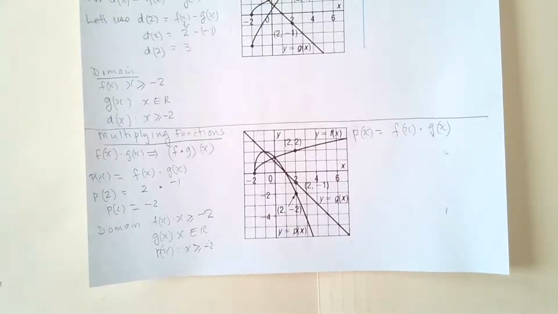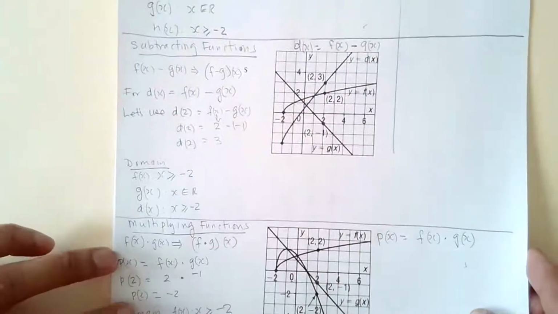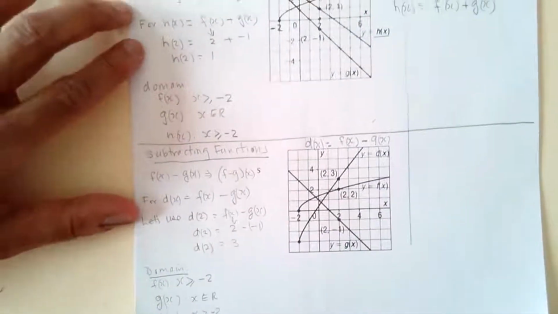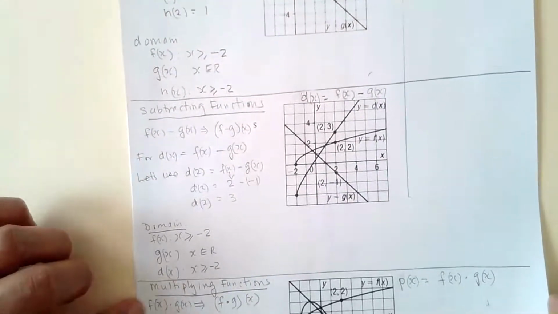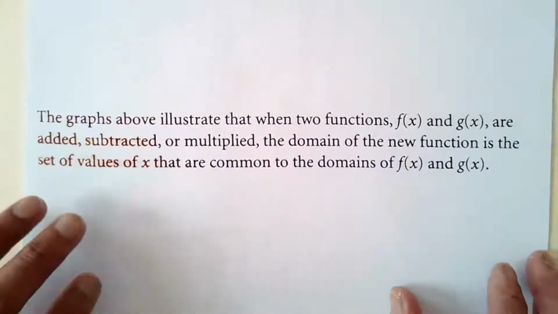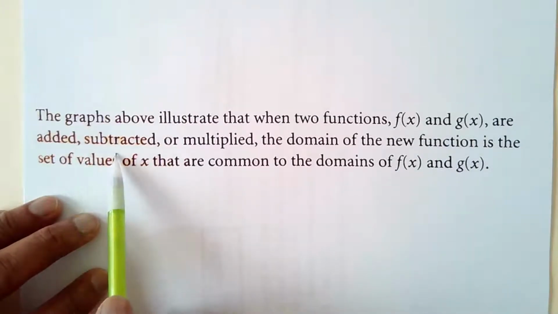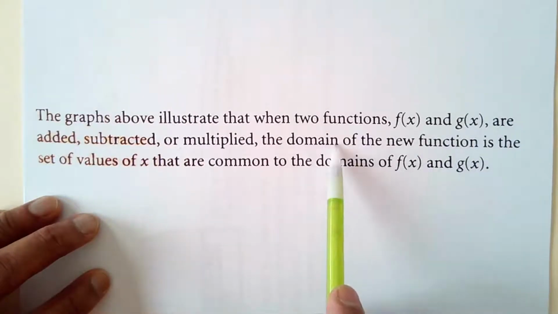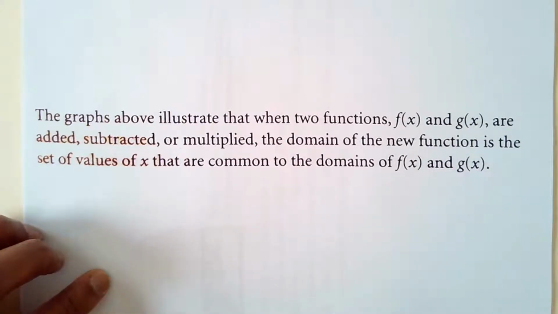Now, what this shows us, if you look at all of the domains for each one of these, where we add the functions, subtract the functions, multiply the functions, we end up with a conclusion: when you have two functions, f of x and g of x, that are added, subtracted, or multiplied, the domain of the new function is the set of values of x that are common to the domains of f of x and g of x.